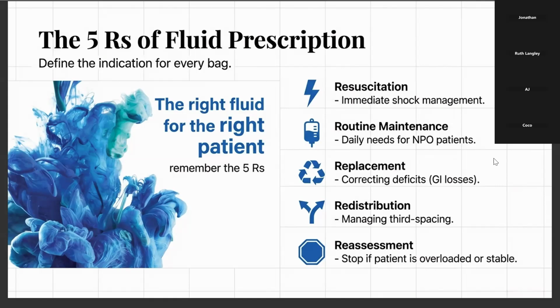And then we need to reassess. So we need to be sure that is the patient stable now? Are we overloading them? Then maybe we shouldn't be giving them fluids anymore.